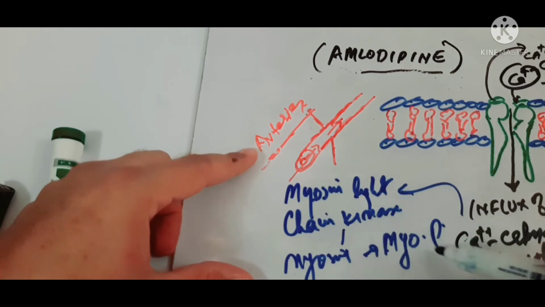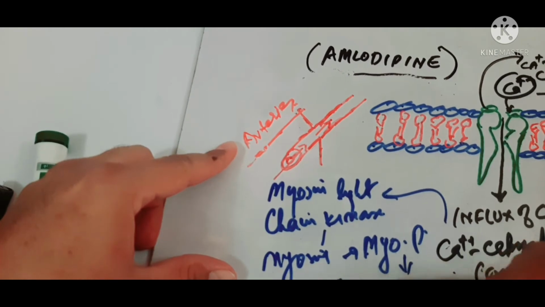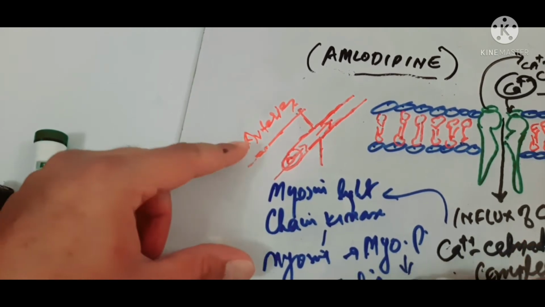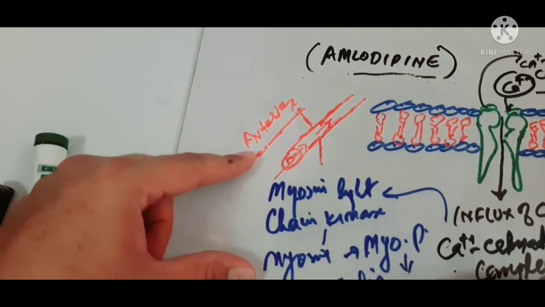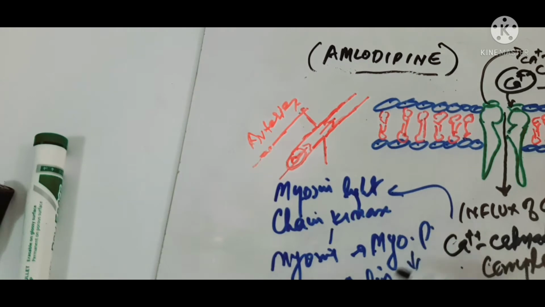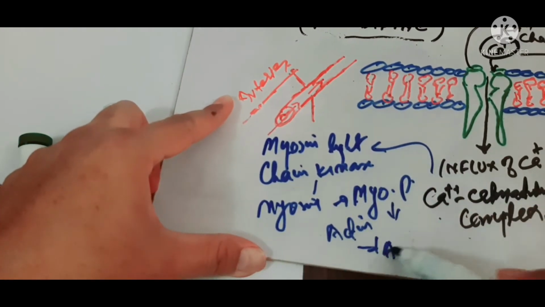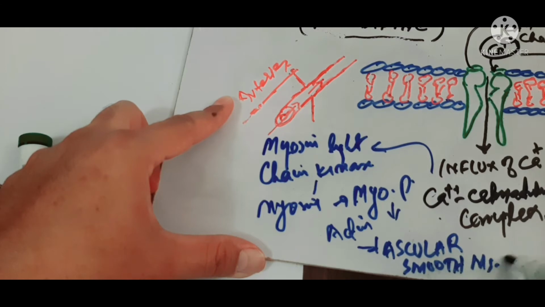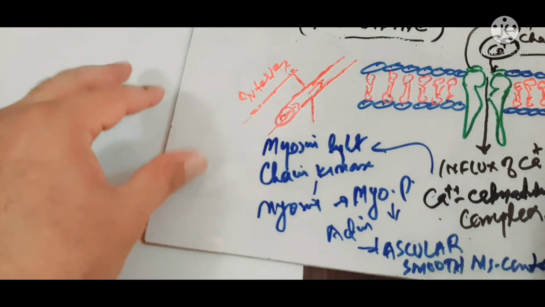This myosin phosphate interacts with actin, which is a thin fiber of the muscle, and it causes vascular smooth muscle contraction. It narrows the arteries, or we can say it contracts the arteries.